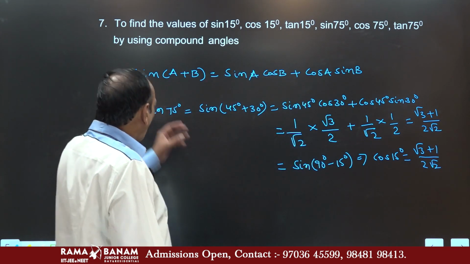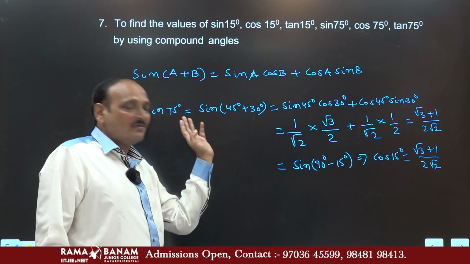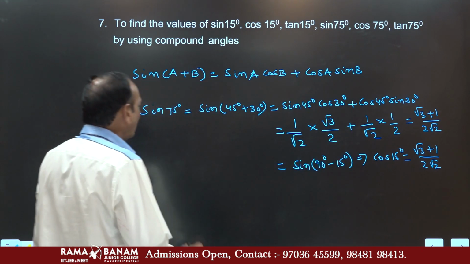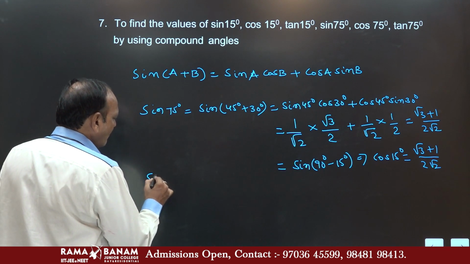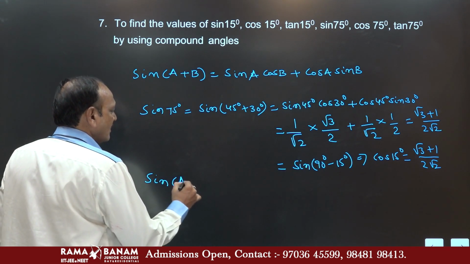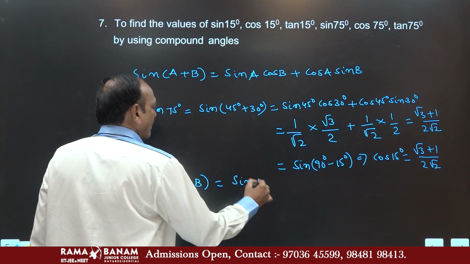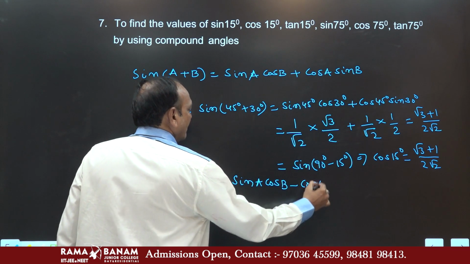So, by using only one formula, I am finding two values. One is sin 75 and one is cos 15 degrees. Similarly, I am giving another formula, that is sin of A minus B. Sin of A minus B is equal to sin A cos B minus cos A sin B.